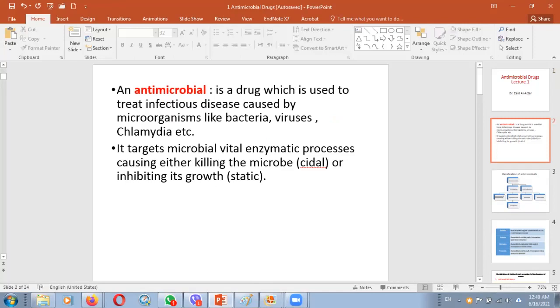It targets microbial vital enzymatic processes, causing either killing of the microbe, which is called the cidal effect, meaning it kills the microbe, or inhibiting its growth, the static effect, meaning it stops the growth of the microbe. So these terms you should be aware of.